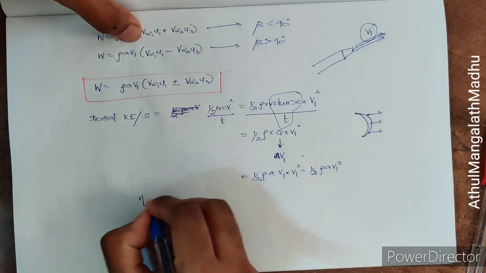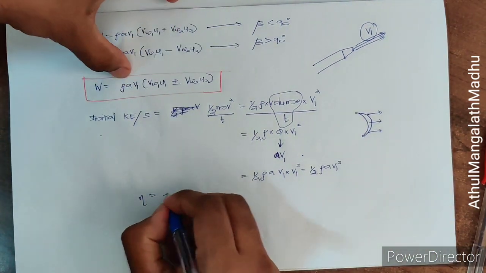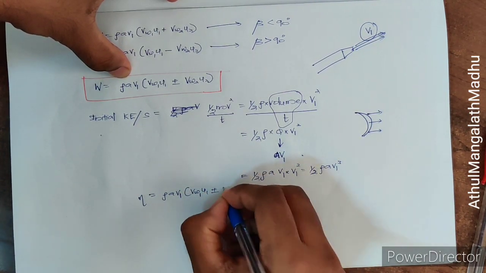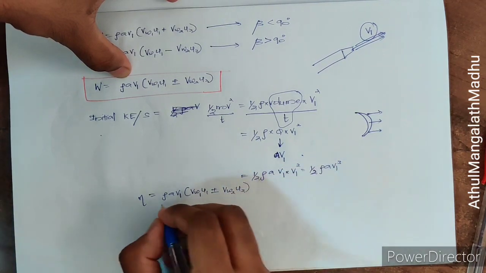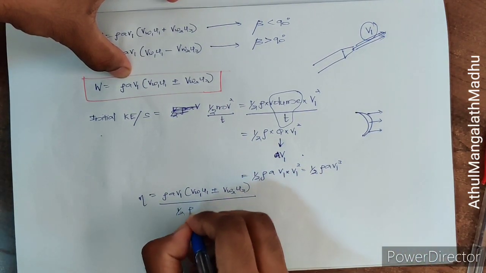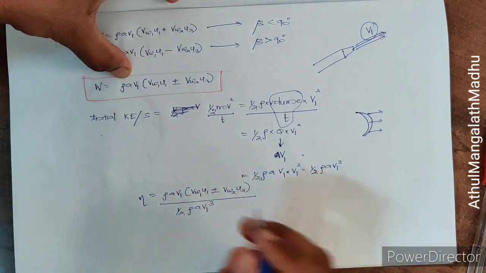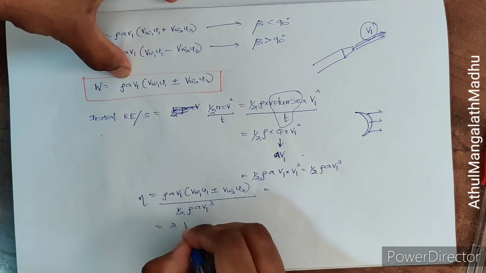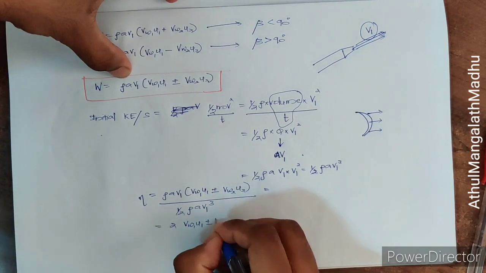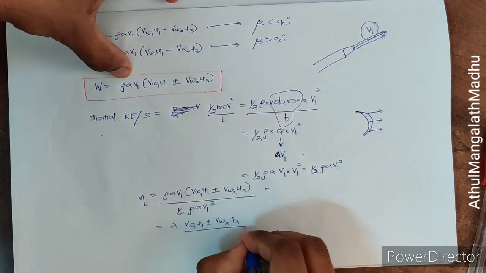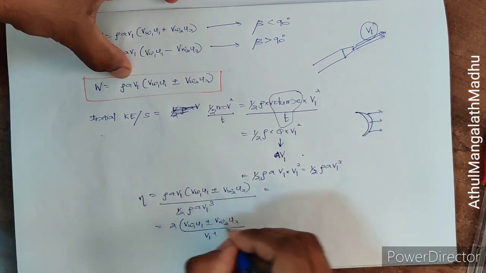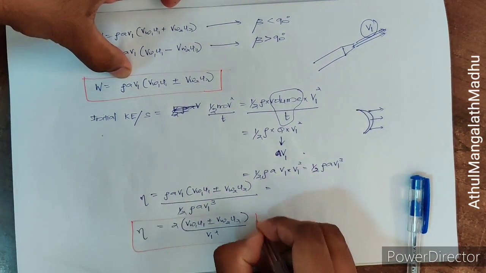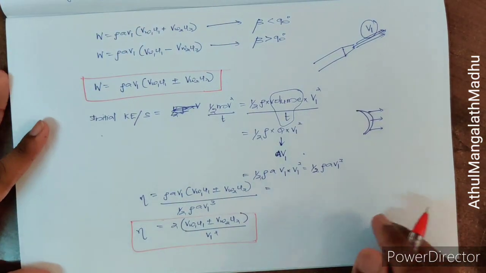So that gives the efficiency. The output power is rho a v1 into (Vw1 u1 plus or minus Vw2 u2), the whole divided by half into rho into a v1 cube. If you cancel out, you will get that it is equal to 2 times (Vw1 u1 plus or minus Vw2 u2), the whole divided by v1 square. So this is your equation for efficiency when you have a series of curved vanes. This is the equation for your efficiency.